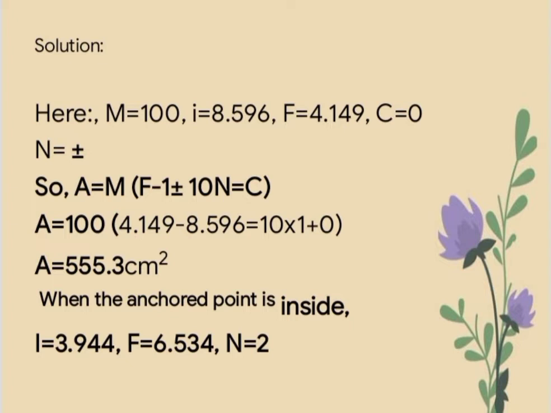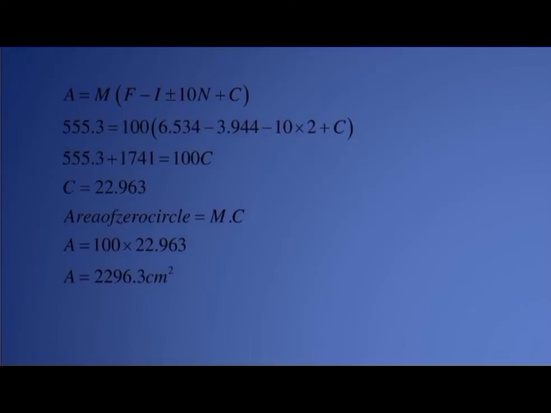We have the initial reading 3.944 and the final reading is 6.534 and N is equal to 2. So A is equal to M times the quantity F minus the initial reading I, plus or minus 10N, plus C. So we already have the outside, which is 555.3, and now let's compute the inside.